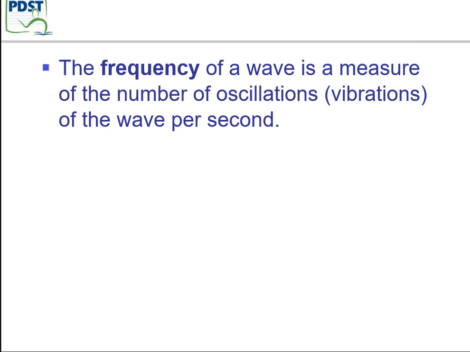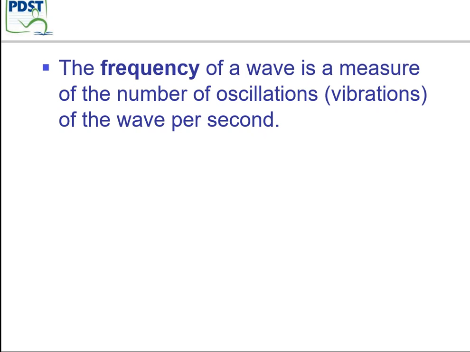Now, when we also talk about waves, there is another term that we call frequency. Let me just go back to wavelength. So another term is the frequency of a wave. Frequency by definition is how often things happen. So for a wave, frequency is a measure of the number of oscillations. Oscillations are like vibrations or cycles. So an oscillation is a cycle. So frequency is a measure of the number of cycles or oscillations of a wave per second.